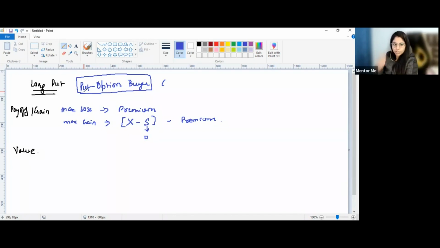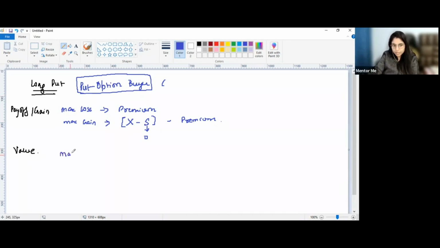ठीक है, so value एक पुट ऑप्शन बायर को कब मिलेगी, जब प्राइसेस जाएगी डाउन. ऊपर जाएगी तो अपने को कोई वैल्यू नहीं क्रिएट होगी, हम we will let the option lapse because there is no value to us.